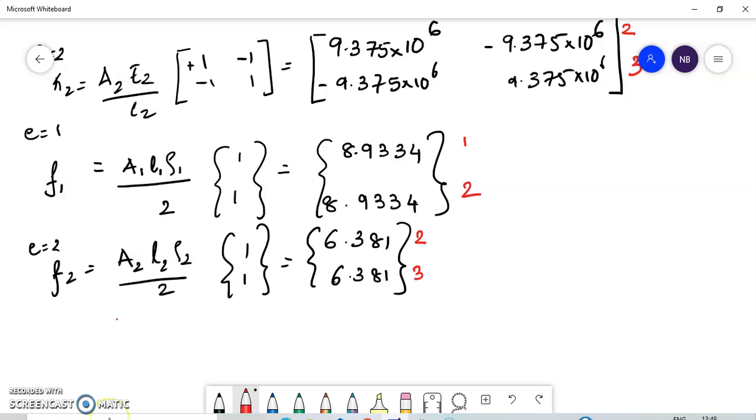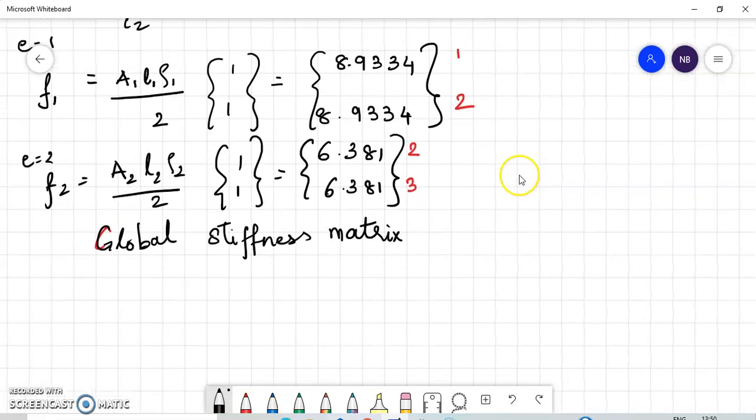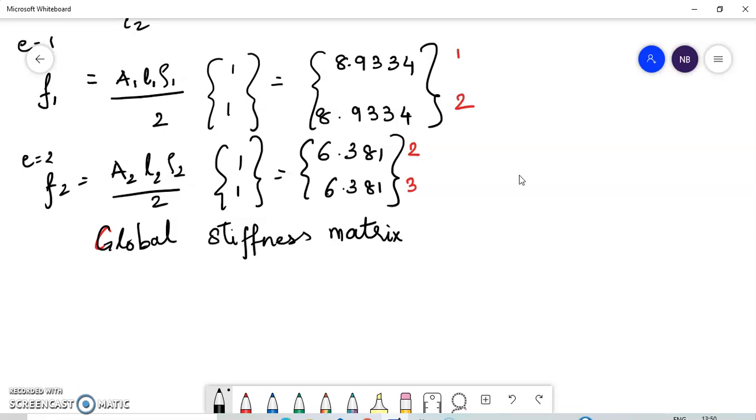Next, we need to assemble the global stiffness matrix. The bar element shown has 3 nodes. So the degrees of freedom is 3 and the size of the stiffness matrix will be 3 by 3. So we have 1, 2, 3 and 1, 2, 3.